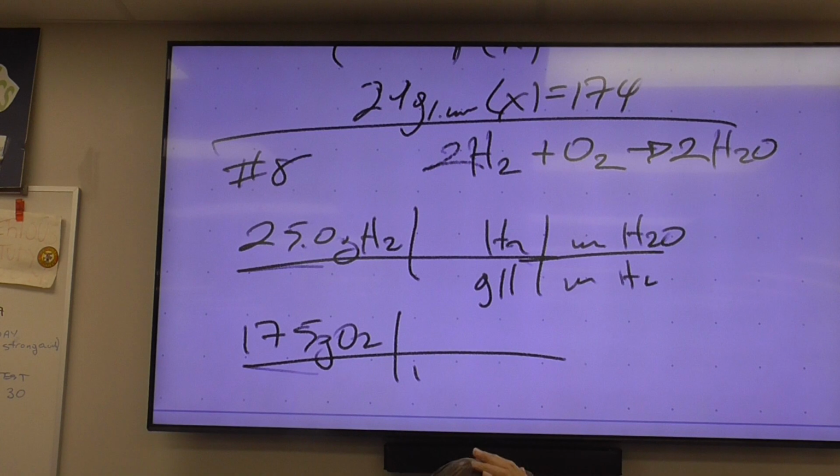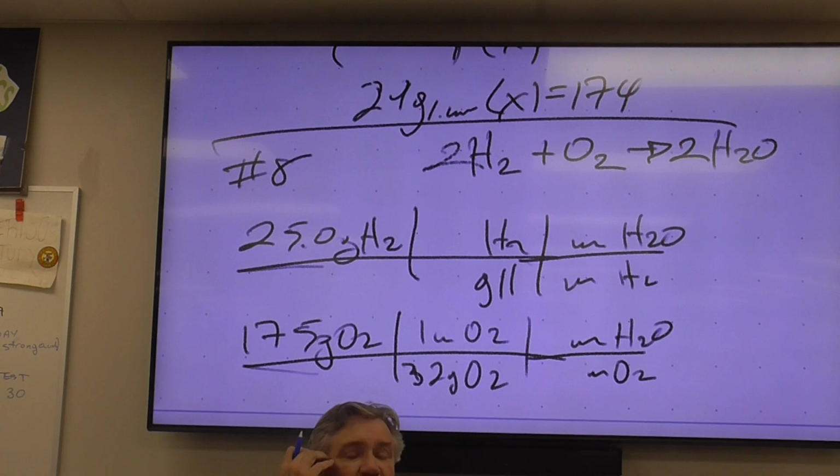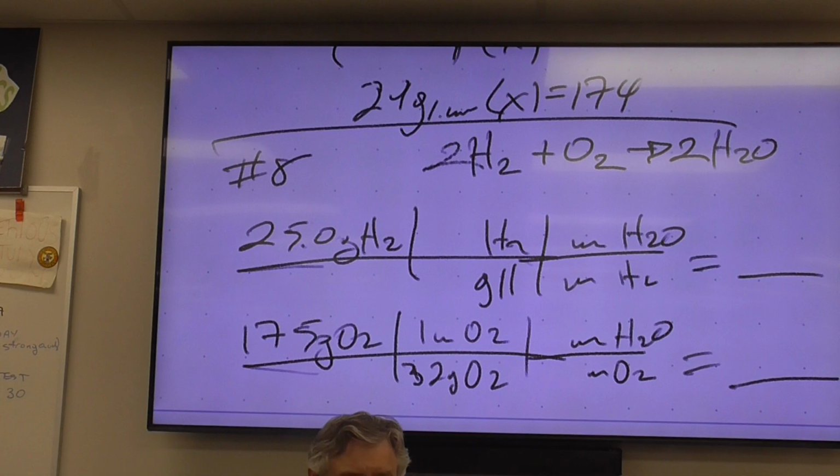Because it's diatomic, it's 32 grams. Then you're going to go from moles of oxygen into moles of water. Now, you have to be careful on problems like this. Technically, they did not ask how much water was produced. They just want to know what the limiting reactant is. So, how do you know which one is the limiting reactant? The one that produces the smallest amount of water. That's the easiest way to do the problem.